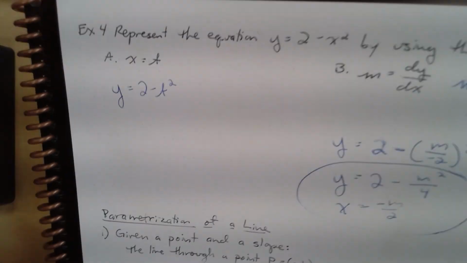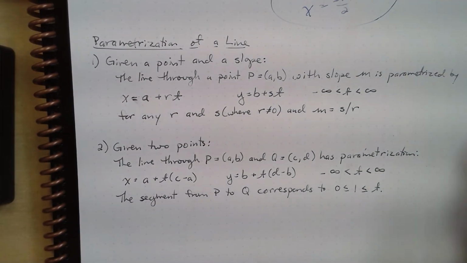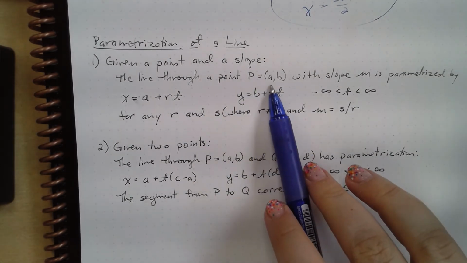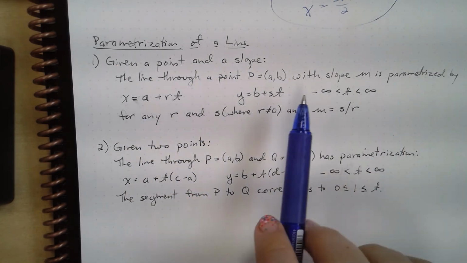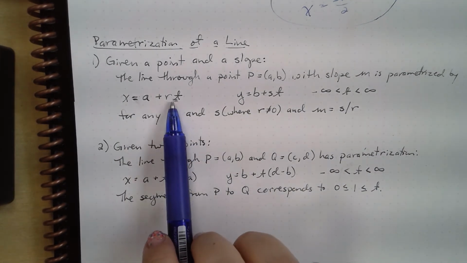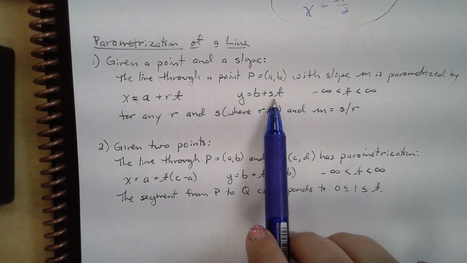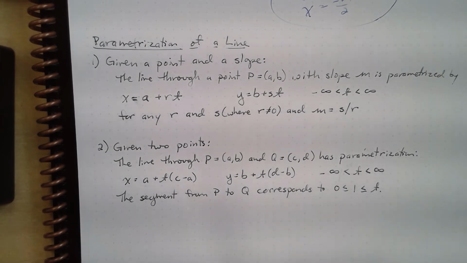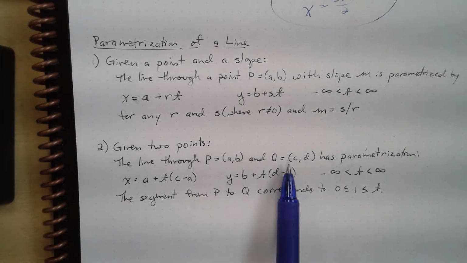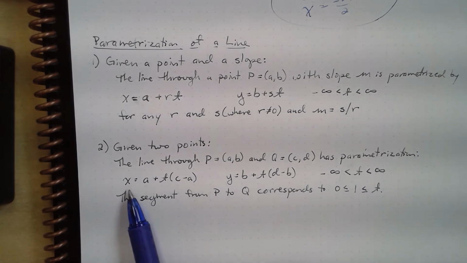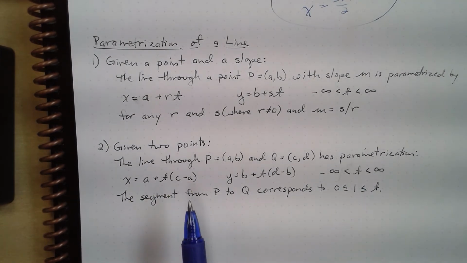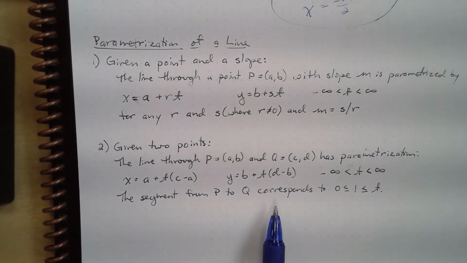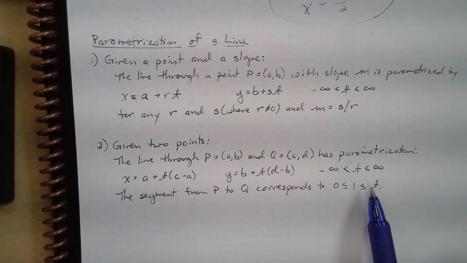All right, so let's talk about parameterization of a line. If we're given a point and a slope, the line through a point with slope m is parametrized by x equals a plus rt, y equals b plus st, for any r and s where m is going to equal s over r. If we're given 2 points, we have a line through P equals (a, b) and Q equals (c, d). x is going to be equal to a plus t times c minus a. y is going to be equal to b plus t times d minus b. And that segment corresponds to t between 0 and 1.